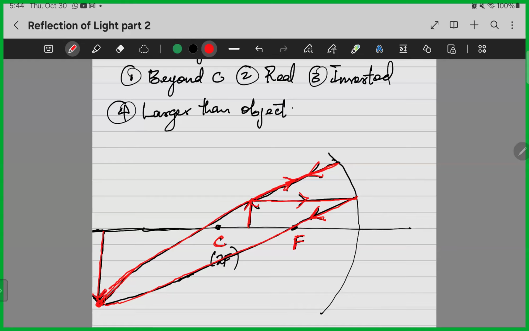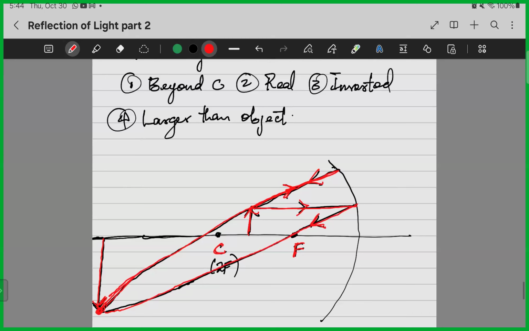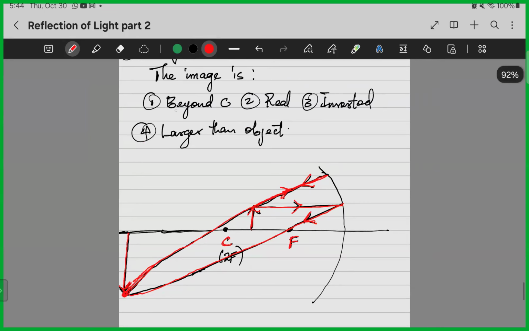You see the idea? That's why we now say that the image is formed beyond C. You can see that beyond C is like this point. You know that that's always like back of C. So you can see that obviously the image is formed beyond C. We don't need to argue that one. You see it? It's formed beyond C. Then it is real, of course.